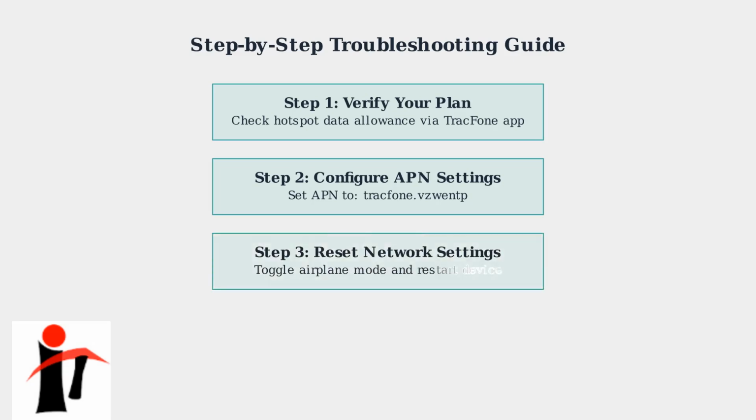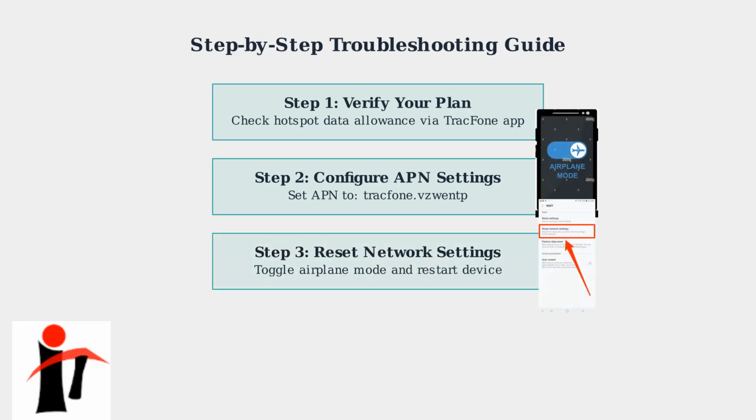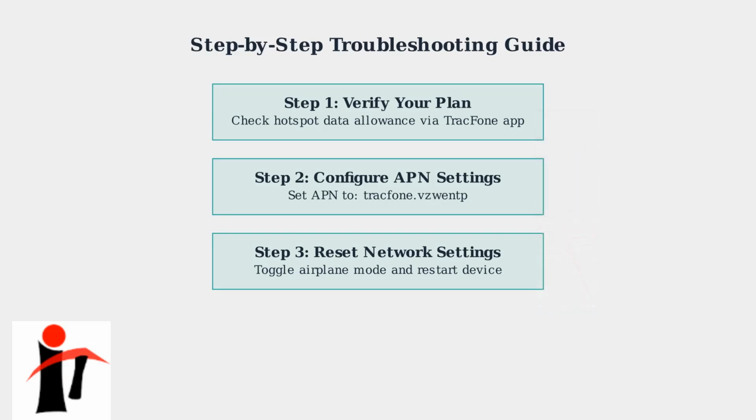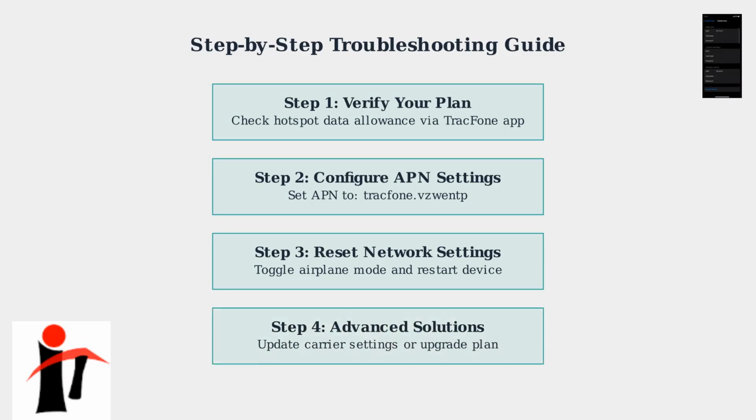If the APN settings don't resolve the issue, try resetting your network connection. Toggle airplane mode on and off, then restart your device completely. You can also reset all network settings if the problem persists. For persistent issues, check for carrier settings updates, especially on older devices.